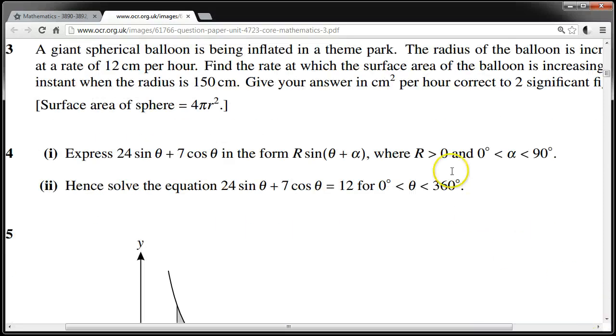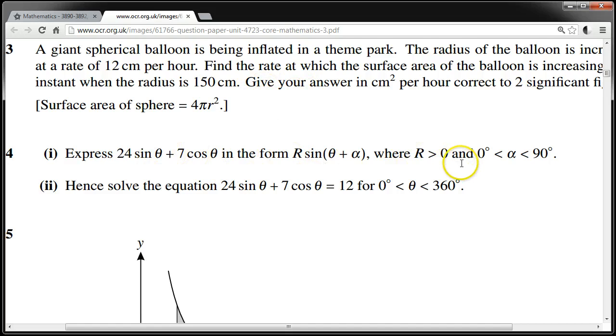Then you've got this balloon, something increasing at a rate, so it's a rate of increase, and you've got surface areas of balloons, spheres and volumes, I would imagine. So that's not a standard thing that's user friendly, so that would need some thinking about.